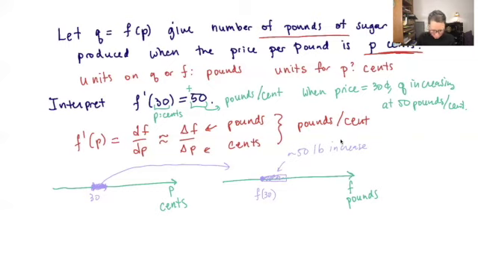So again, the derivative is saying if we have a little bit of wiggle room, if we nudge the input, what's the resulting nudge in the output? Well, the derivative says if we nudge the input, say about 1 unit, if we increase the price by approximately 1 cent, then the output is going to increase by approximately 50 pounds.